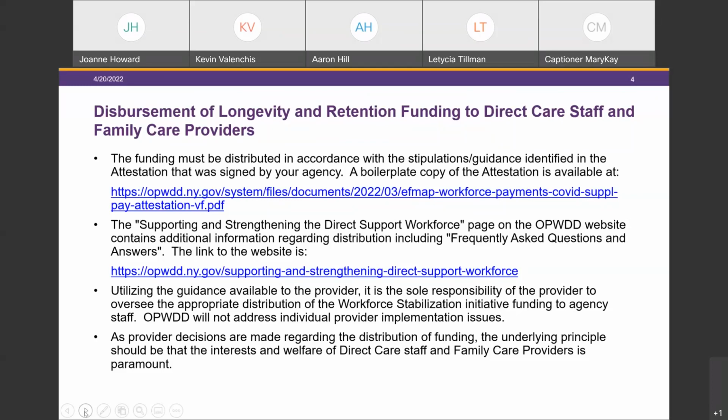We feel that we have identified through your attestations, through the guidance on the website, all the information that is necessary for you as an agency to oversee this distribution and to oversee it appropriately in accordance to the attestation that you have signed. As provider decisions are made regarding the distribution of funding, the underlying principle should be that the interests and welfare of direct care staff and family care providers should be paramount in your decision-making process.